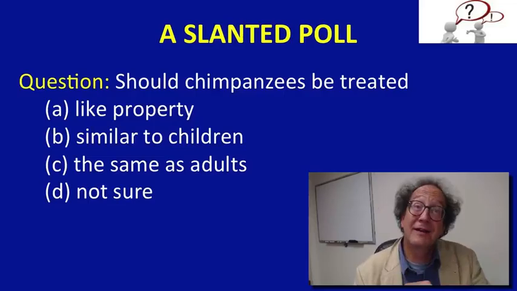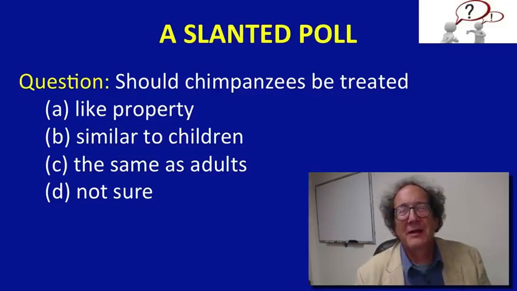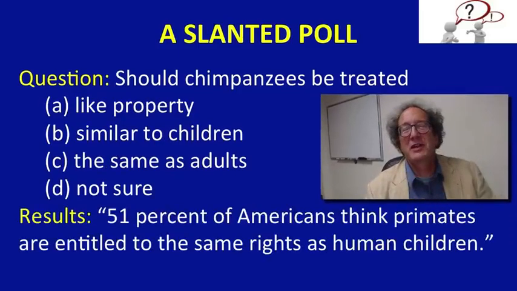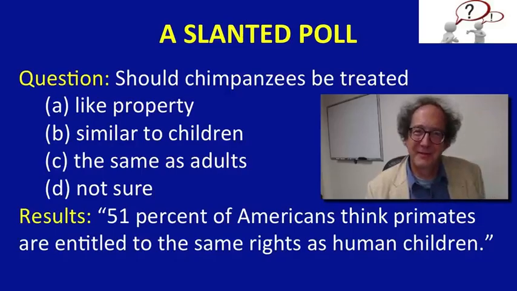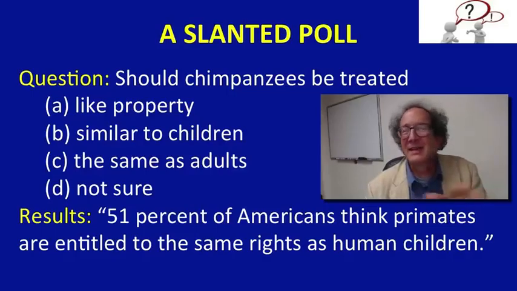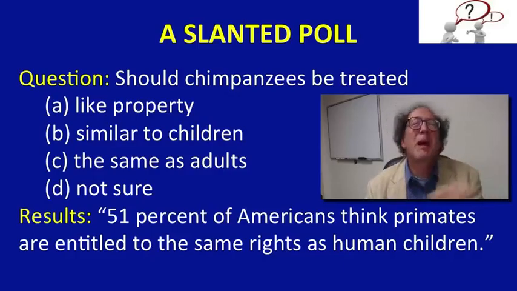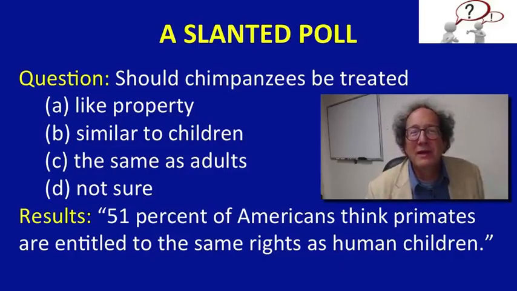And then the next trick is you report the conclusion wrong. They actually didn't say that 51% said that chimpanzees should be treated similar to children. They said that the survey showed that primates should be treated the same as children. They changed chimpanzees to primates, which includes a lot of very small primates that aren't nearly as intelligent and close to us as chimps are. And they also said it's not similar to children, the same as children. So you can also slant the poll, not by playing around with the question, but by playing around with the way you report the conclusion of the survey.